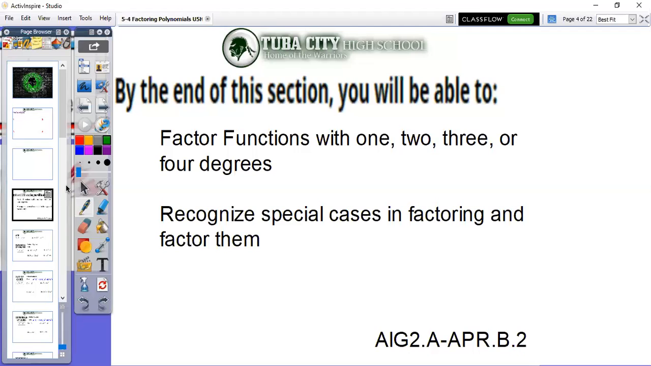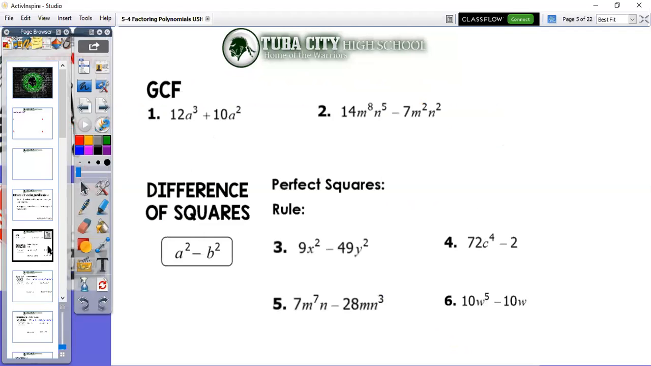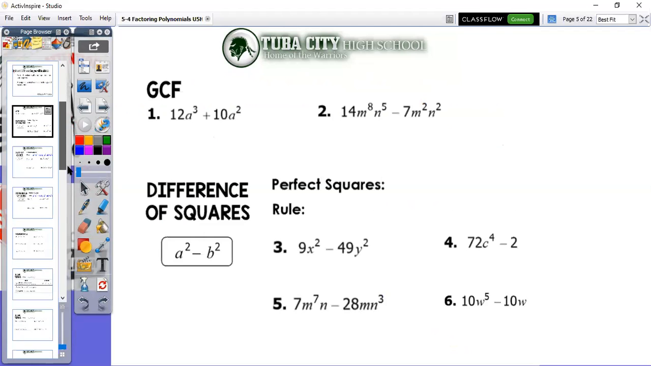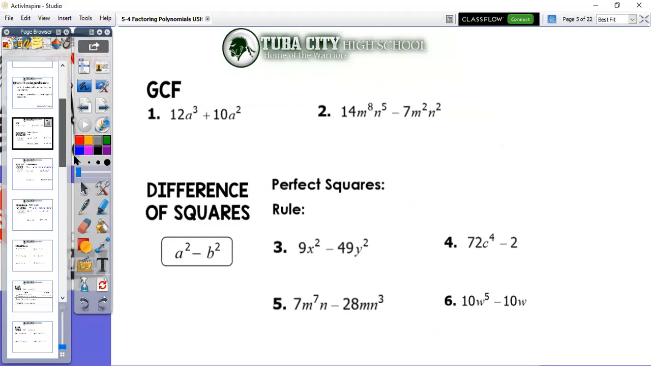So today we're going to factor functions with 1, 2, 3, or even 4 degrees. We're also going to recognize special cases in factoring and how to factor them. All right, so let's go ahead and look at what we got. So, different types of factoring.